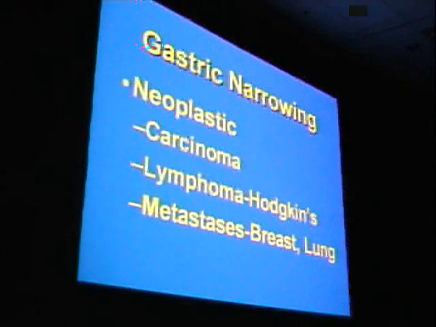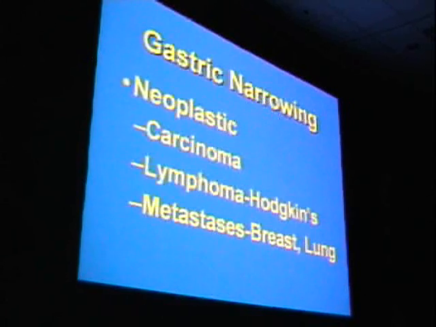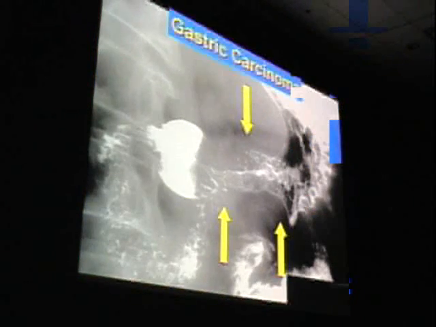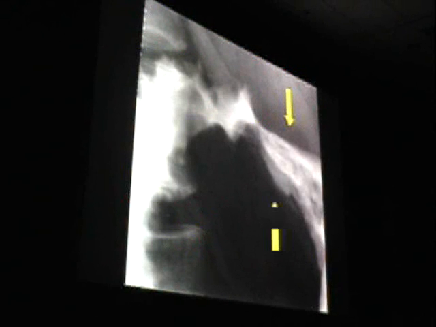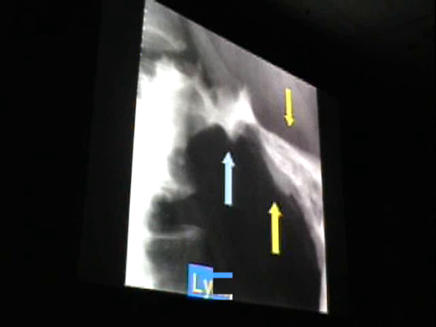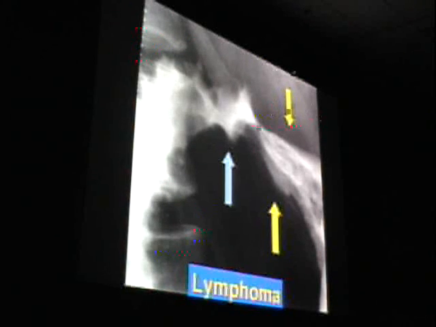Now, obviously, the most common thing to narrow the stomach is cancer. But remember, in the differential, we want to include lymphoma, particularly Hodgkin's disease, which does not involve the gastrointestinal tract that often, but when it does, it tends to give us a desmoplastic reaction. Lung and breast are two other types of metastatic lesions that can give us a desmoplastic reaction, particularly in the antrum. Here's a classic carcinoma of the distal antrum. Contrast this with this tumor, which is lymphoma, and notice that it's crossing the pylorus. Adenocarcinoma tends to respect the pylorus, lymphoma doesn't.